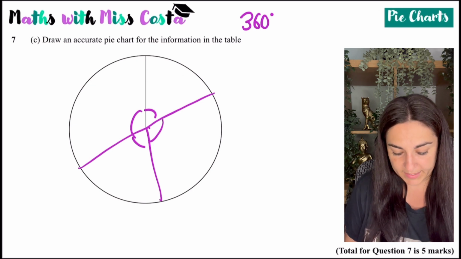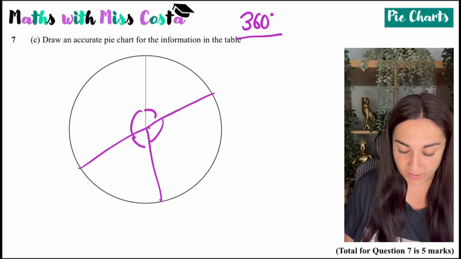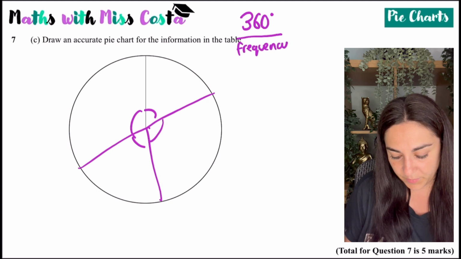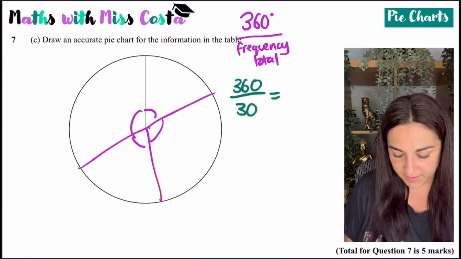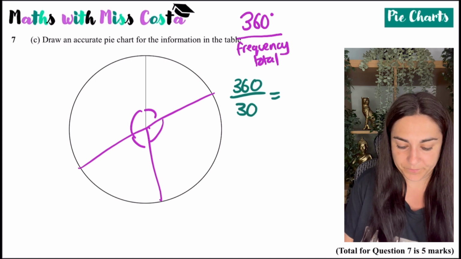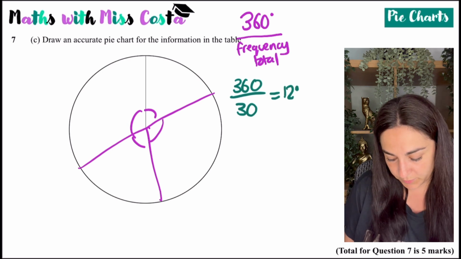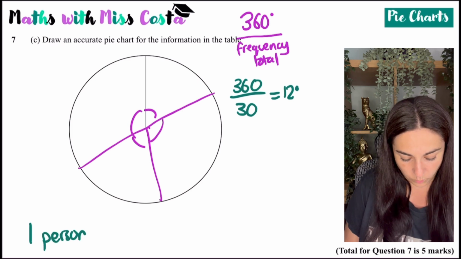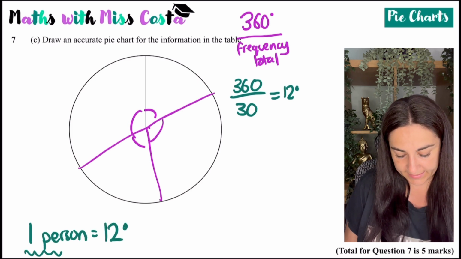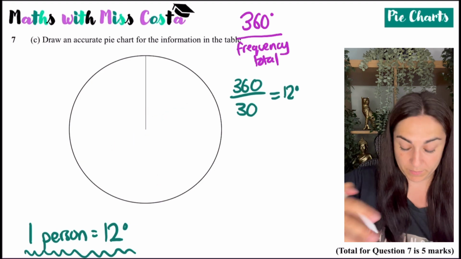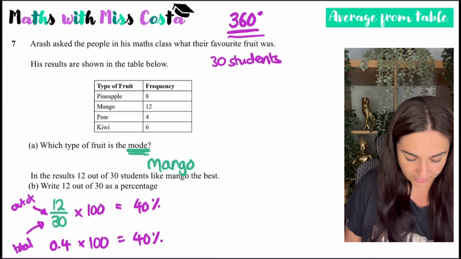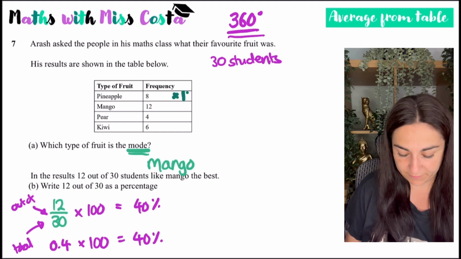So what I always do to work out the angle each thing is worth, I do 360 divided by the frequency total. In this case, that's 30. So I'm going to do 360 divided by 30. And 360 divided by 30 is 12 degrees. So that tells me that one person on this pie chart is equal to 12 degrees. So the pie chart is 360 degrees, and I've split it into 30 people because that's how many people are in the question.